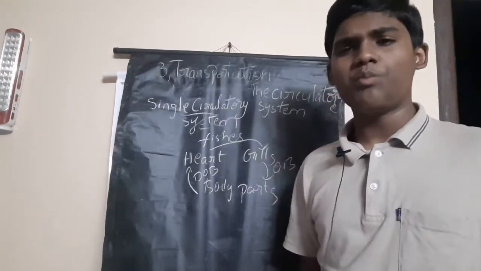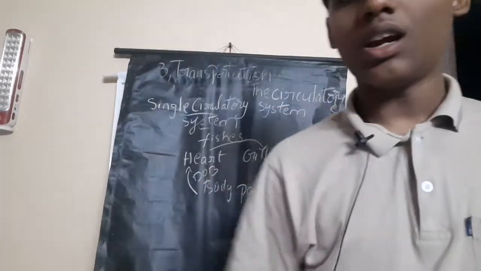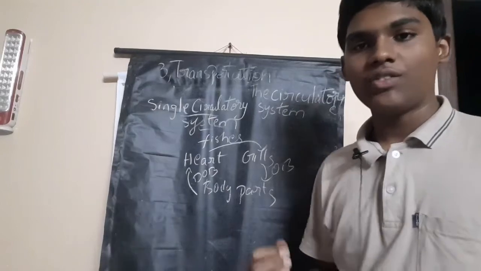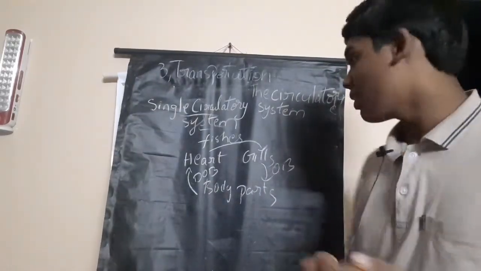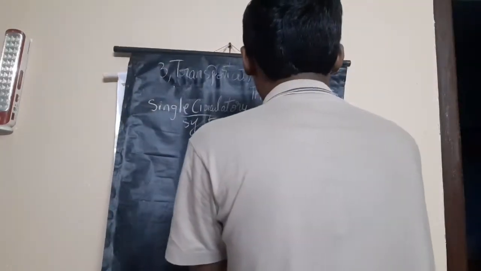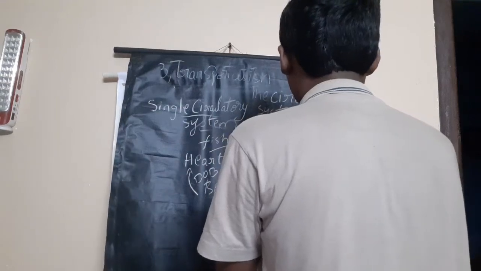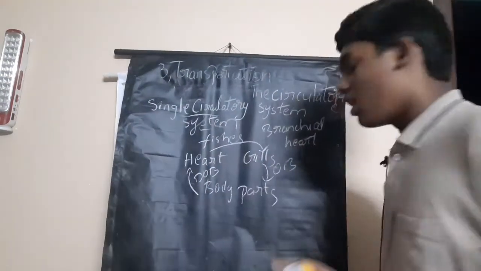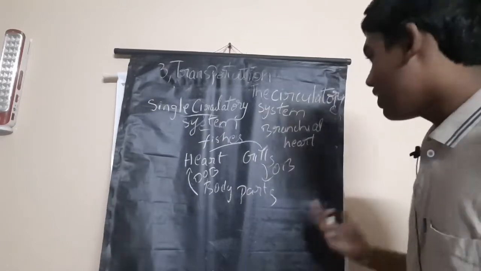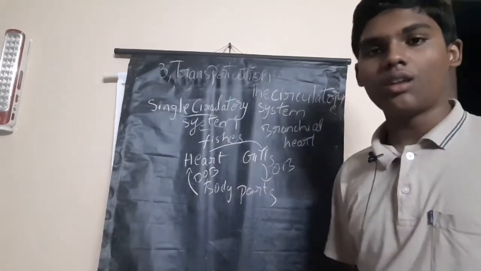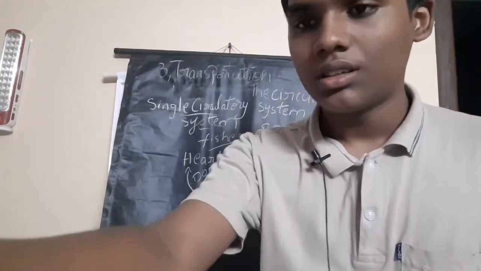Now let us see one more important system called the lymphatic system. And here one more point: the heart which is pumping blood to the gills is called the branchial heart. The heart present in the fish is called the branchial heart simply. Okay, now let us discuss the lymphatic system.